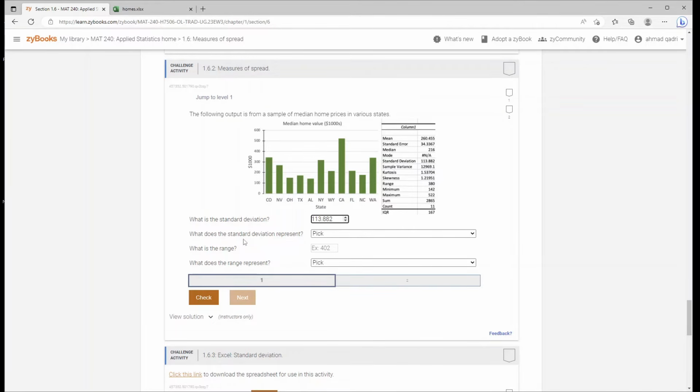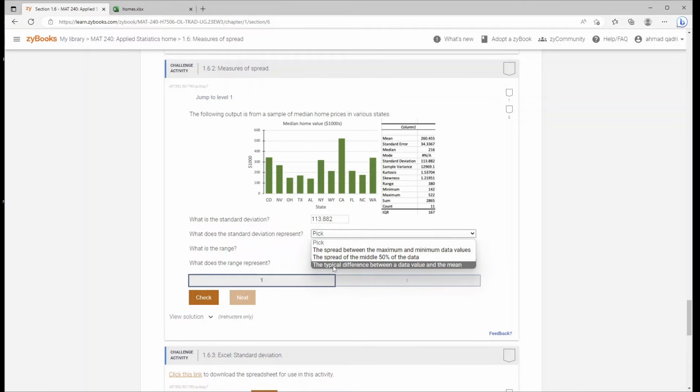What does the standard deviation represent? Out of the three options here, the spread between maximum and minimum is not what the standard deviation is. That is the range. Spread of the middle 50% of the data is not the standard deviation either. The standard deviation is in fact the typical difference between a data value and the mean.